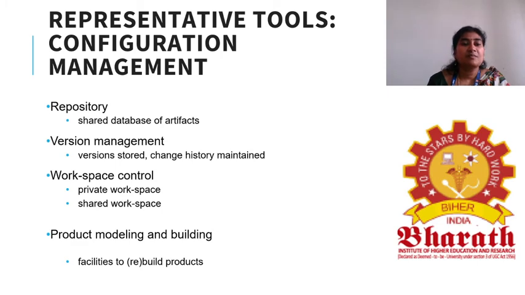So configuration management refers to the management of the changes that are done to the various work products of the software. During the life cycle of the software, a lot of framework activities are carried out, and various work products are generated. Examples of some work products are the software requirement specification, which is the final product of the analysis phase.